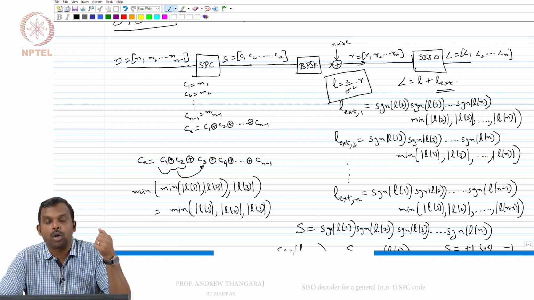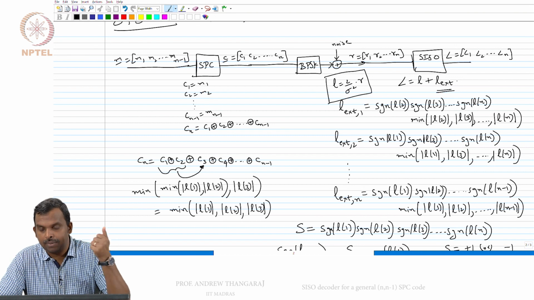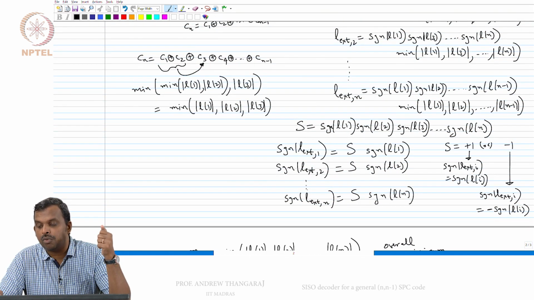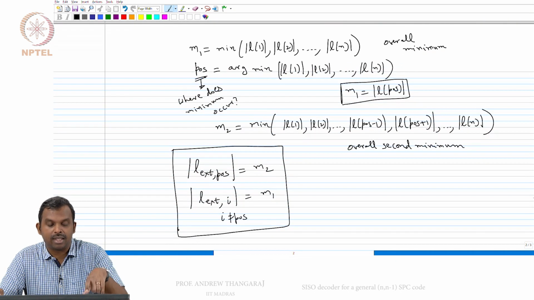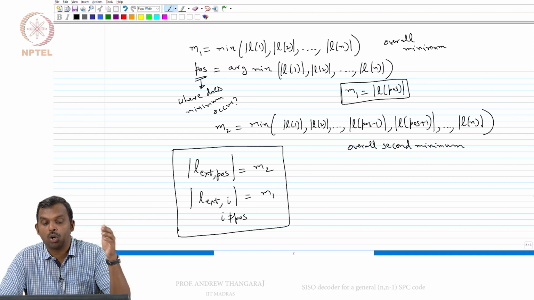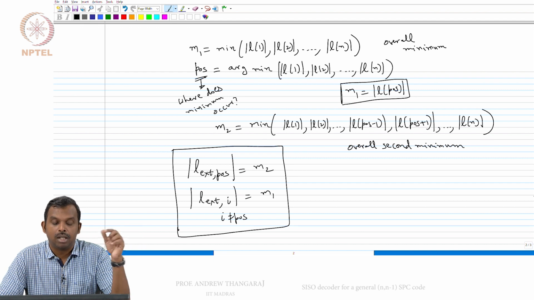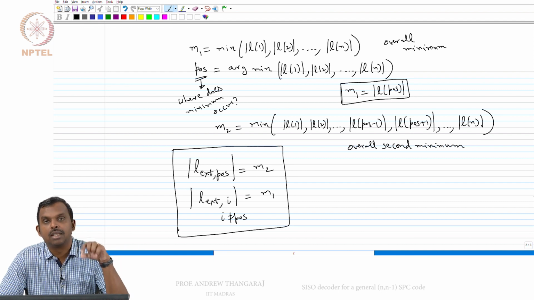First you find the product of the signs of all the LLRs, okay, that is your S. This could be either +1 or -1, and then you find the absolute value of the extrinsic information. How do you find the absolute value of the extrinsic information? You find the overall minimum and its position and the overall second minimum. The absolute value for the overall minimum position pos is actually m2, the overall second minimum, and for all other values the absolute value is the overall minimum m1. Okay. That is the important thing to realize here.